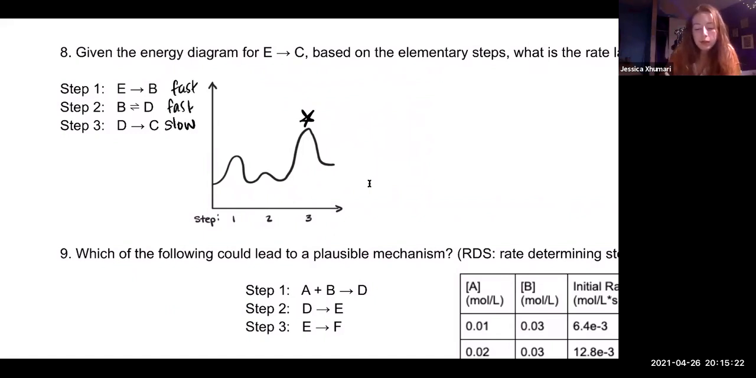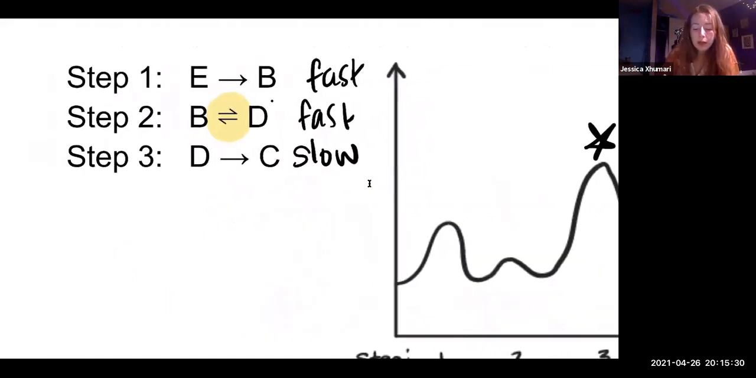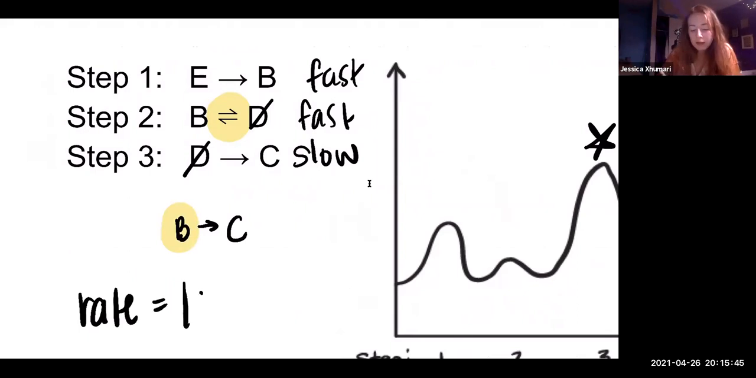And we notice that it has double arrows, which means it's equilibrium, which means we can relate step 2 and step 3. We notice there's an intermediate there, so we can cross that off, and our simplified reaction becomes B to C, which means that B is the only rate determining reactant we have. So our rate will look like this.